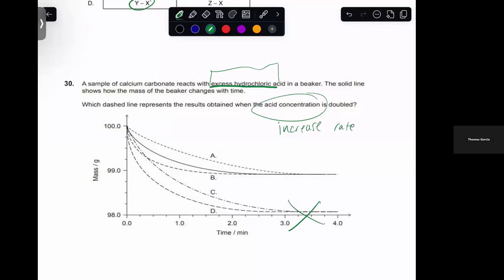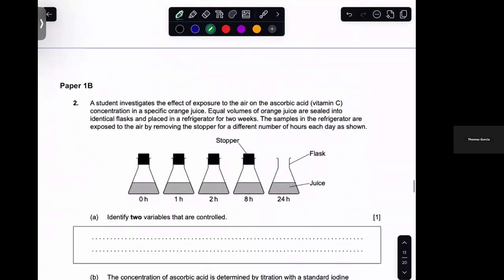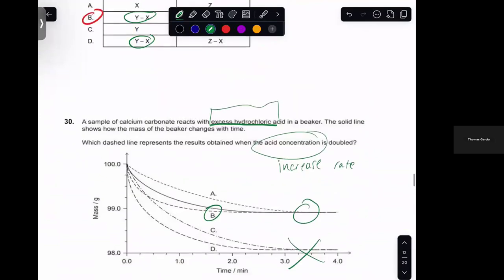We have put more things in that do the reaction. So we're still going to get the same endpoint. We're just going to do it faster. That's a B. All right, so that was paper 1.